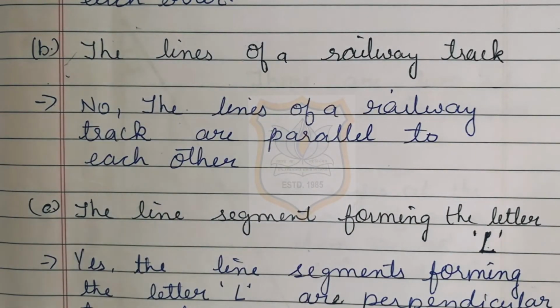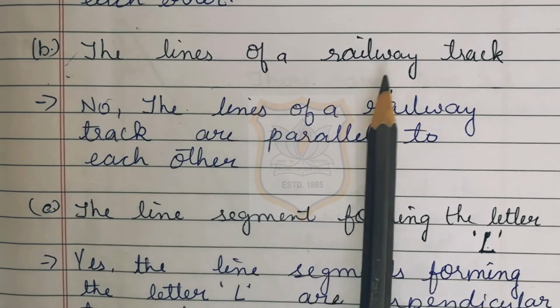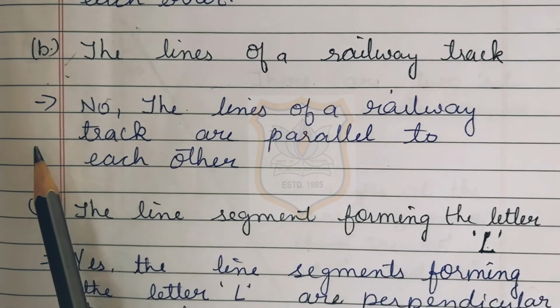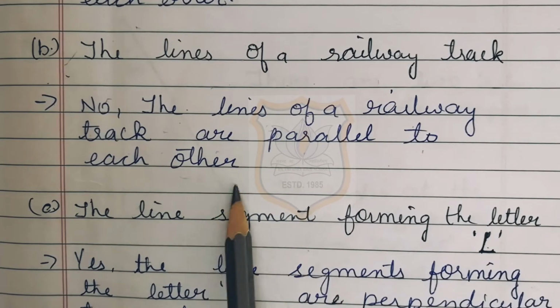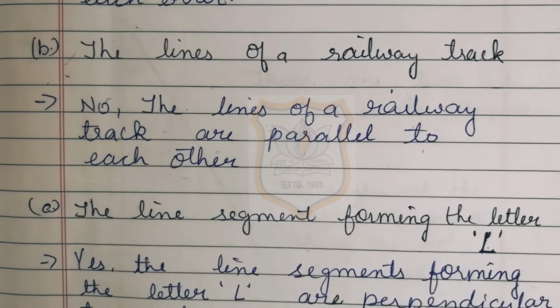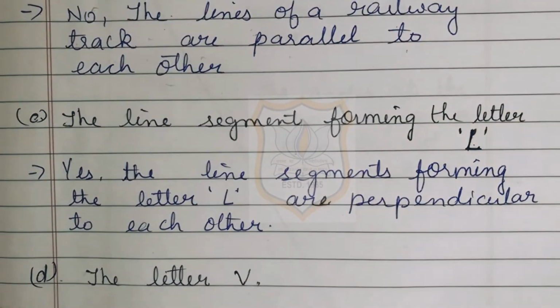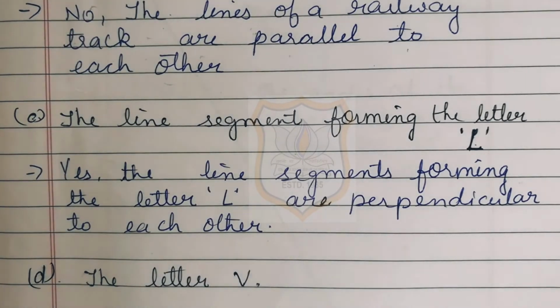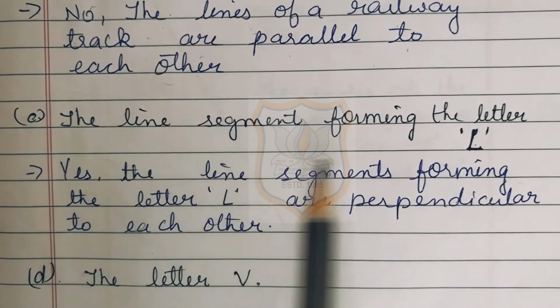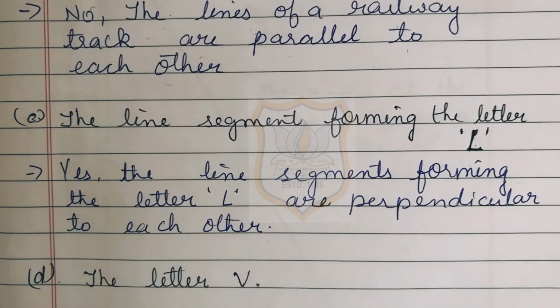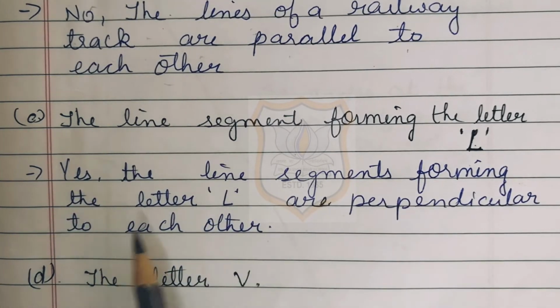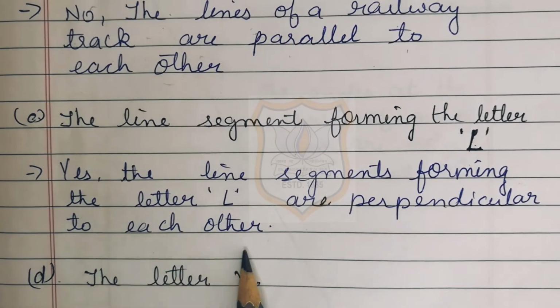B part of question number 1: the lines of a railway track. The answer is no, the lines of a railway track are parallel to each other. They are not perpendicular to each other. C part of question number 1: the line segments forming the letter L. We have to state whether the line segments forming the letter L are perpendicular to each other or not. The answer is yes, the line segments forming the letter L are perpendicular to each other.